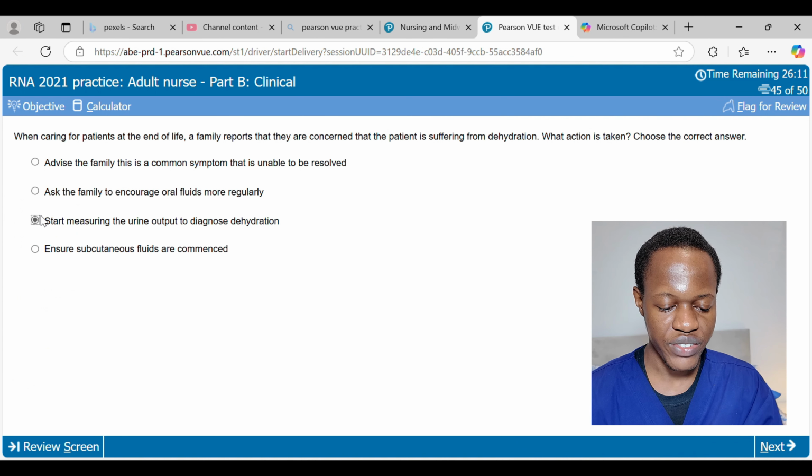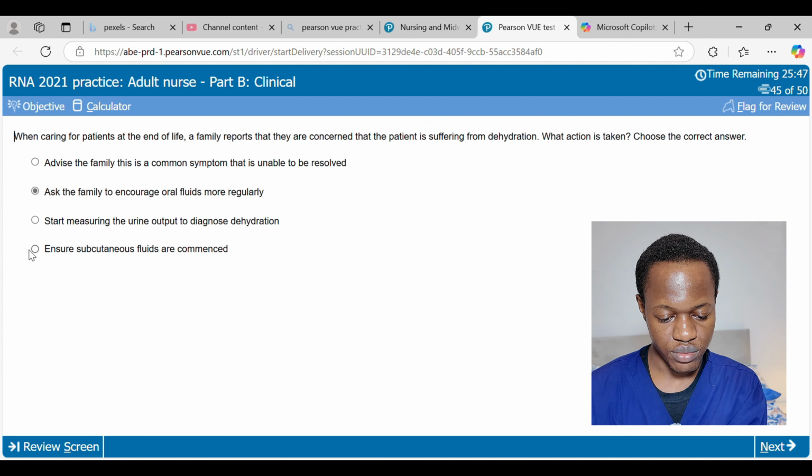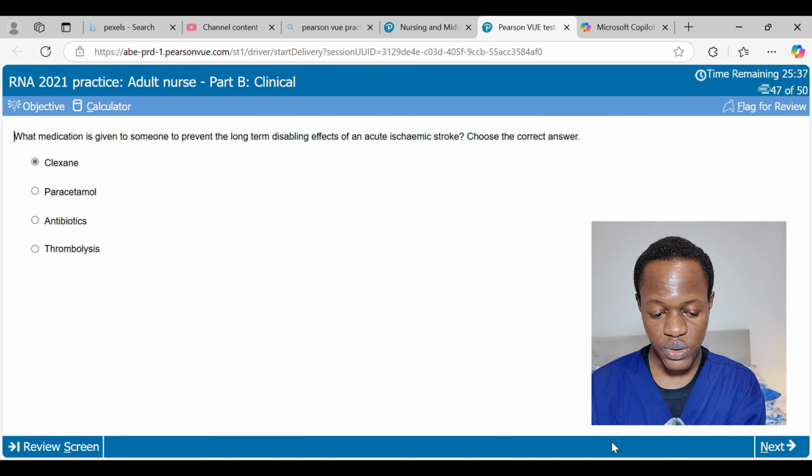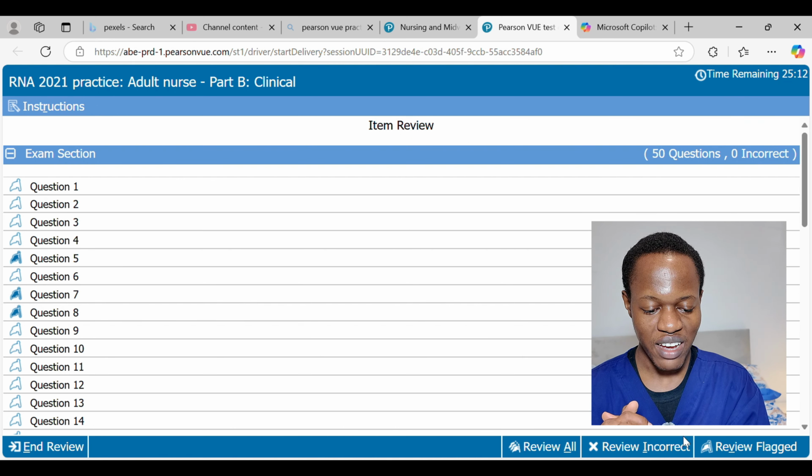So the case of dehydration, yeah, I did see this question earlier. So the answer is to ensure subcutaneous fluids are commenced. Okay. Then the final one. When medication is given to someone to prevent long-term disability, thrombolysis. And that is it, guys. We have finally cleared all that we got wrongly.